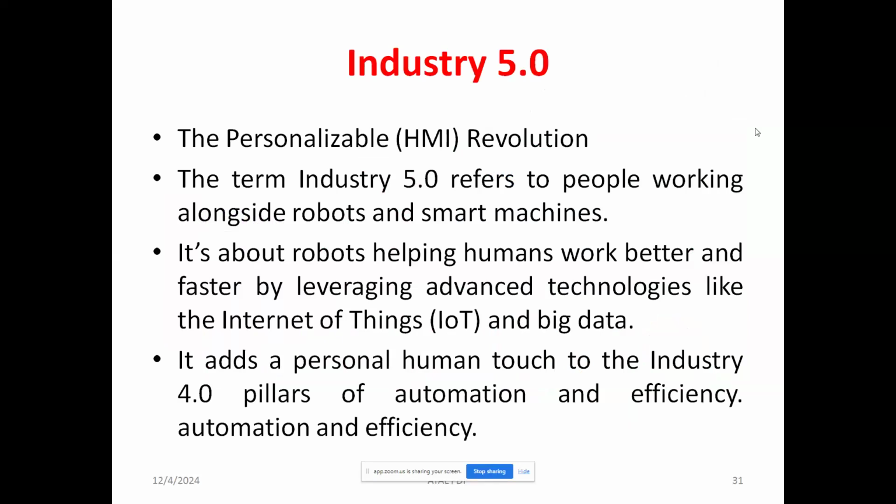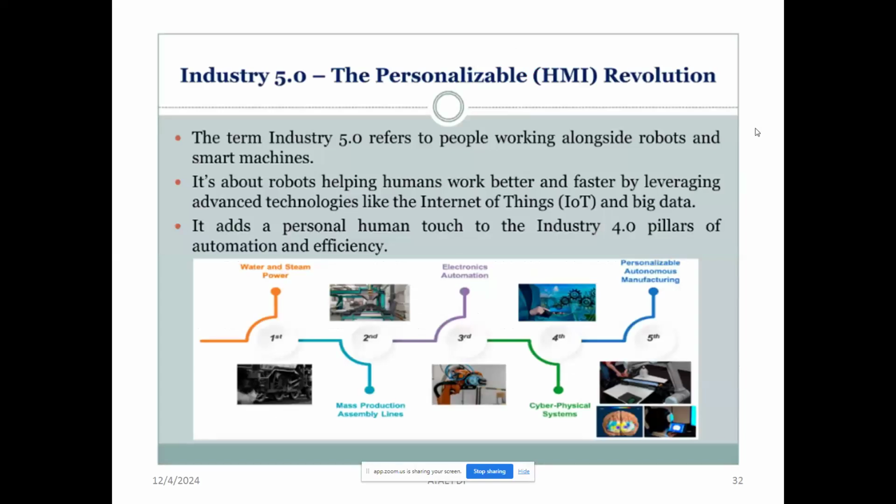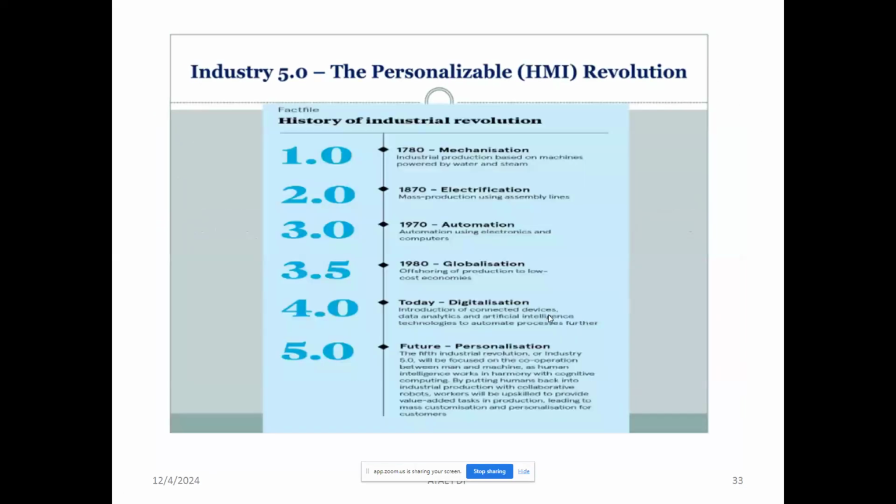So once again, this is the revolution. 1780 mechanization. So industrial production was based on machines powered by water and steam, so only mechanical operations. And during 1870, electrification, so man-made to machine-made has come in order to improve the mass production. And from 1970 onwards, automation started, and 1980s globalization. So it shows better production in the offshoring of production to lower cost economies with reduced cost and increased production. So that shows the globalization. Because it was carried out between the 3.0 and 4.0 revolution, that's why it is mentioned as industry 3.5 revolution.